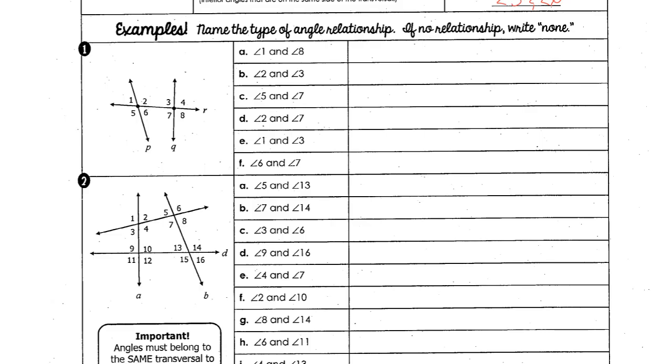On these next two examples, we're just going to name the type of angle relationship. For example, corresponding, alternate interior, alternate exterior, or same side interior. If there is no relationship, you can write none.